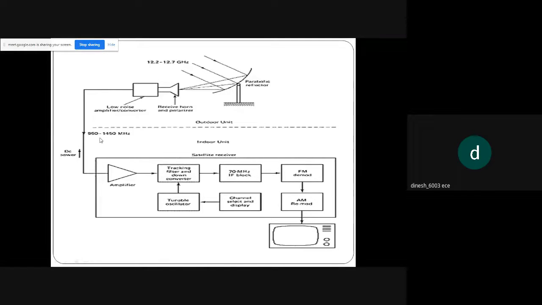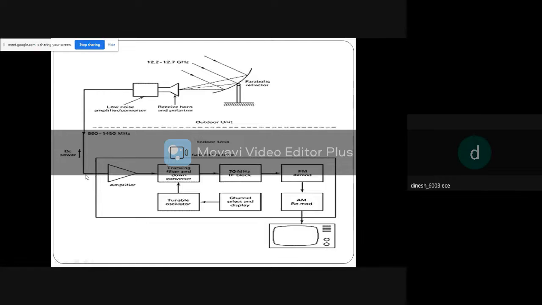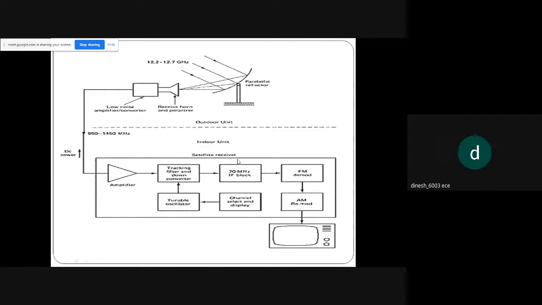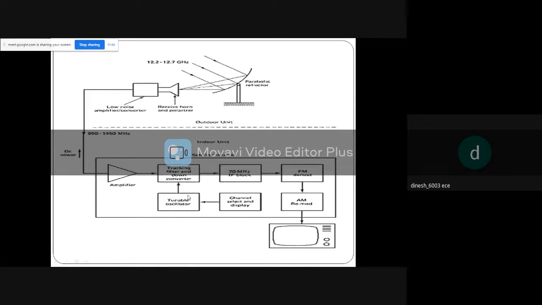You can see 952 to 1450 megahertz. So that frequency is fed to your amplifier. Then we have the satellite receiver, which is present inside the home, or we call it the satellite receiver in the indoor unit, where we do tracking, filtering and down conversion with an intermediate frequency block of 70 megahertz.